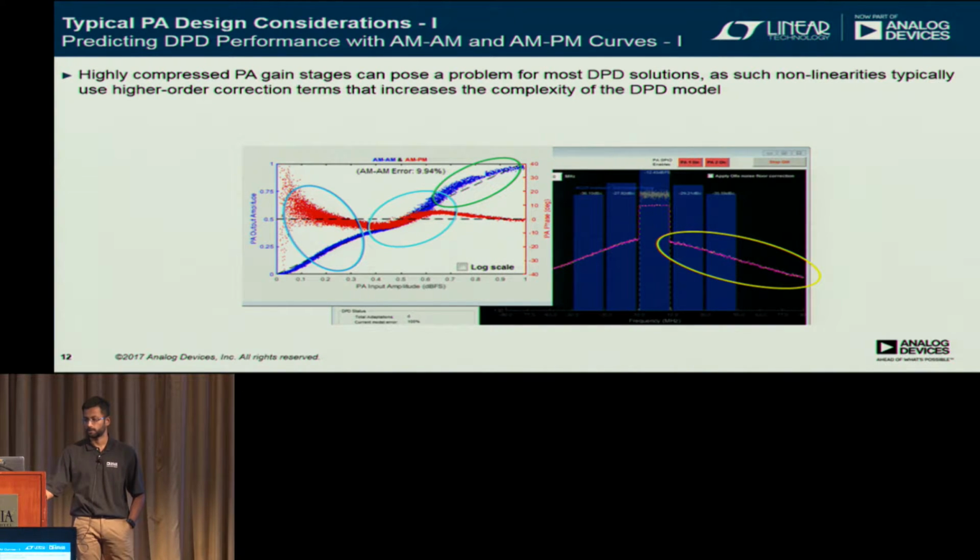That's the blue curve you see here. The blue curve is the AM to AM, which is your output distortion versus input power level, and the AM to PM, which is the phase modulation based on input power level. So you can see this is pretty nasty. Any DPD solution will struggle to linearize this because you need a lot of degrees of freedom to be able to learn this model.